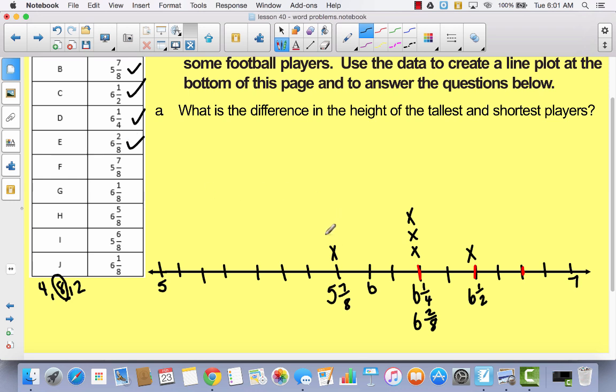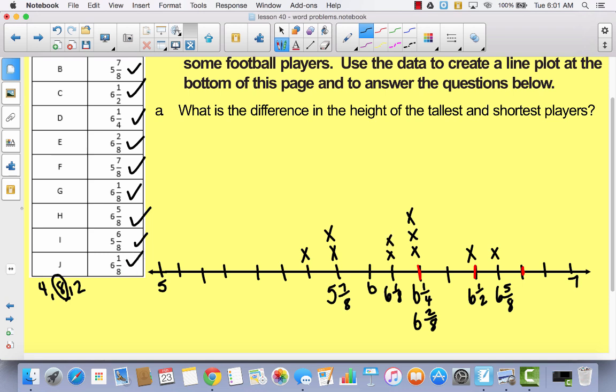And then I've got another 5 and 7/8. Now I've got 6 and 1/8. So this is 6 and 1/8 right here. 6 and 5/8. So 1/8, 2/8, 3/8, 4/8, 5/8. 5 and 6/8. That's going to be right before 5 and 7/8. And another 6 and 1/8.